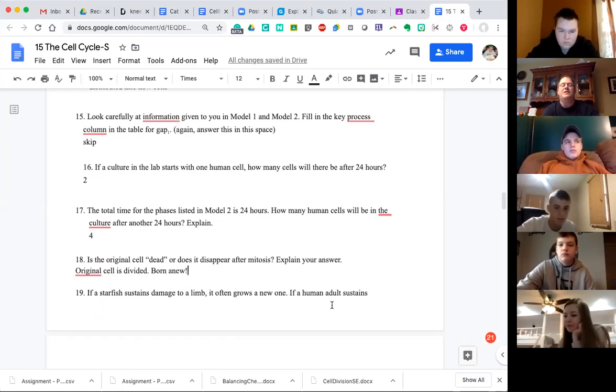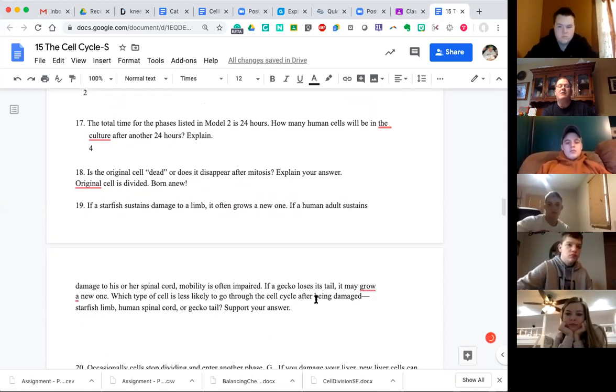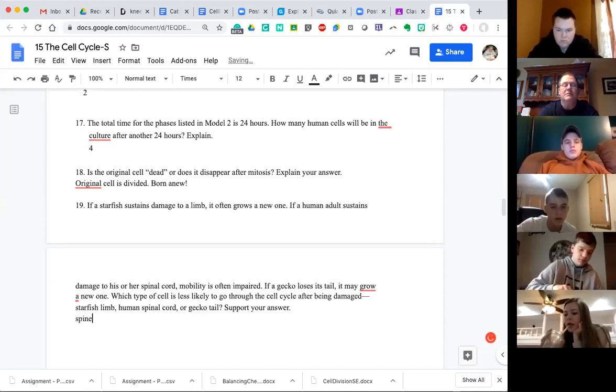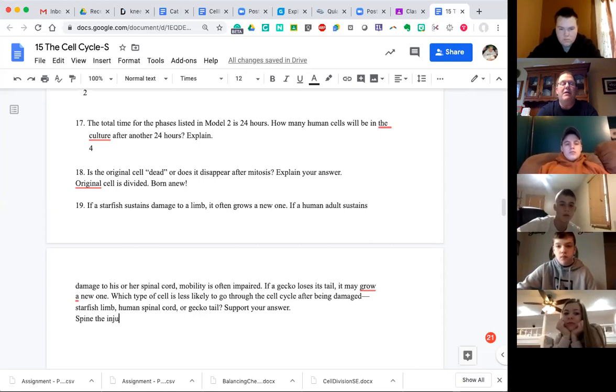Okay, if a starfish sustains damage to a limb, it often grows another one. If a human adult sustains damage to her spinal cord, mobility is often impaired. If a gecko loses its tail, it may grow a new one. Which type of cell is less likely to go through the cell cycle after being damaged? Human spine. Yeah. The injury to a spinal cord and that kind of tissue cannot be repaired.